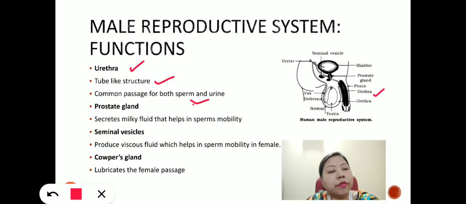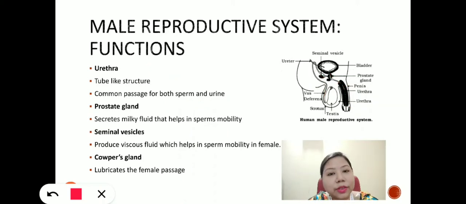That means the vas deferens will combine with another tube which arises from the urinary bladder, and together they join and form a common passage, and that common passage is called the urethra. And what is the function of the urethra? It will pass the urine and the sperm out of the male body.